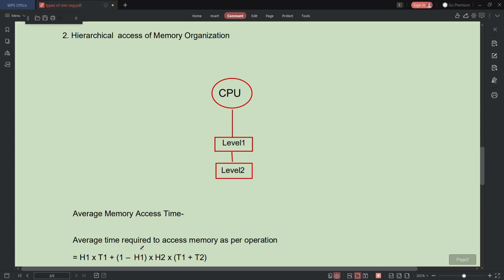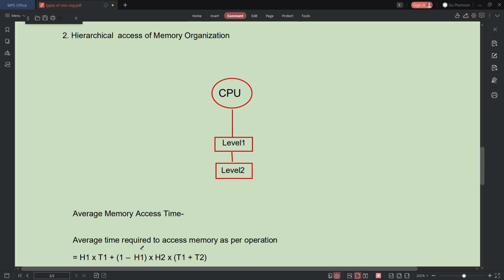The second one is hierarchical access of memory organization. In hierarchical access of memory organization, CPU is directly connected to level 1. Level 1 is directly connected to level 2. Level 2 is directly connected to level 3 and so on. So when CPU requires any word, it will search for the word in level 1. If the word is not found in level 1, CPU will search for the word in level 2. If the word is not even found there, CPU will search for the word in level 3.